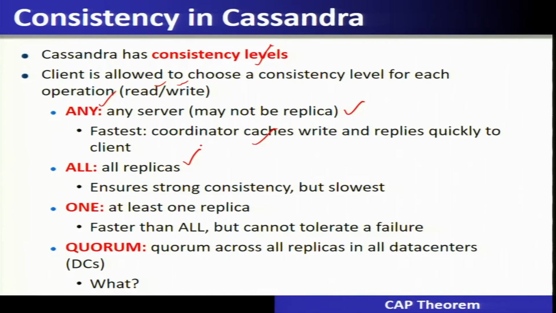ALL means the update has to be there on all the replicas. That is the condition of consistency, ensuring strong consistency, but it will be quite slow. ONE means that at least one replica responds, which is faster than ALL, but cannot tolerate failure. Then there is a quorum, which is a quorum across all the replicas in all the data centers.